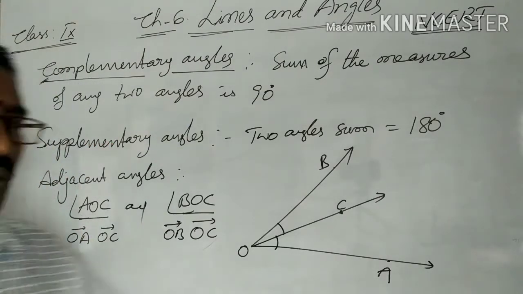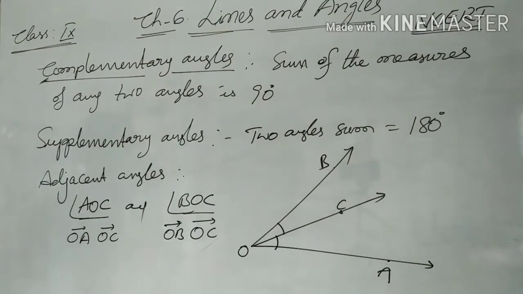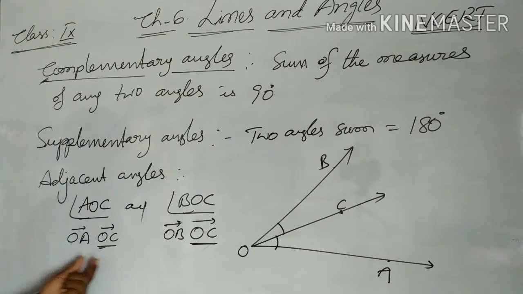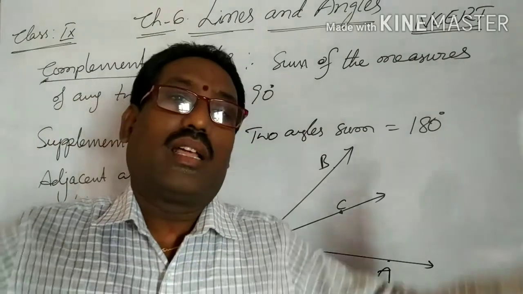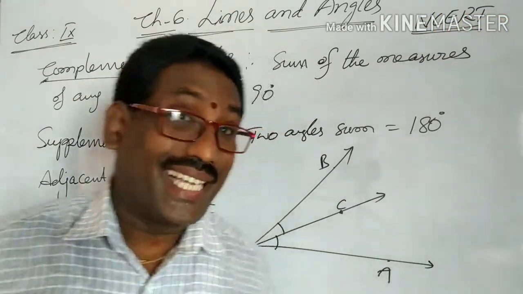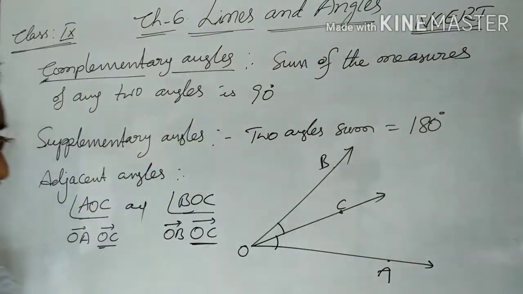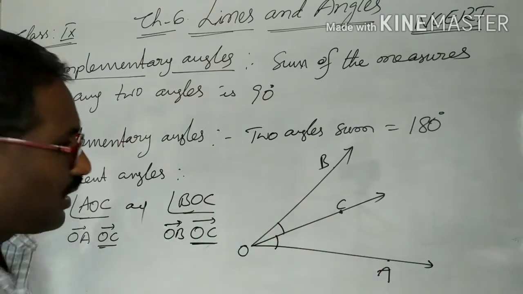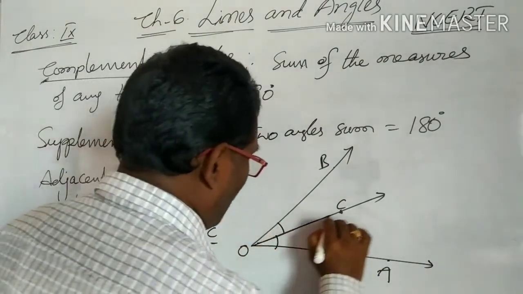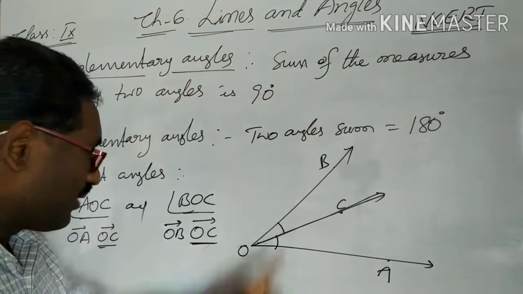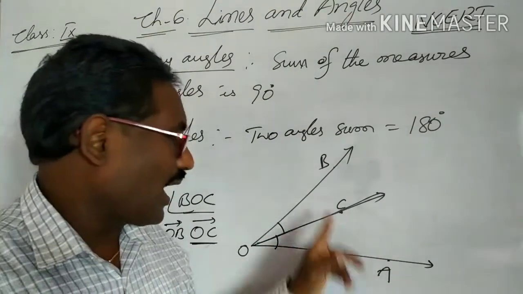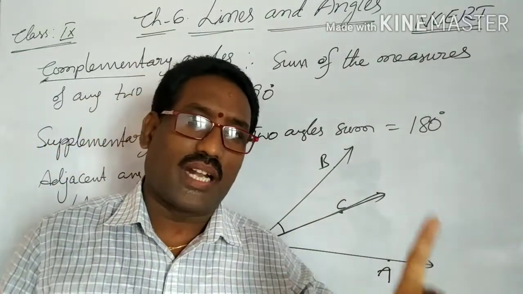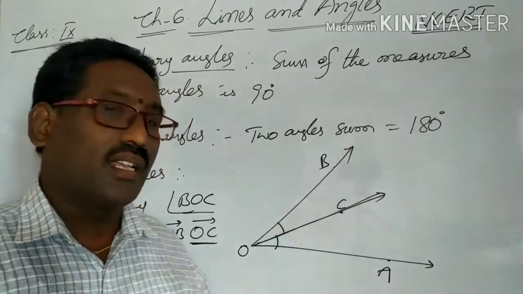In these two angles, what is the common arm? See here, OC is common. That common arm should be in the middle, you observe. Where is OC? OC is the common arm, and it is between OA and OB. Yes or no? The common arm is in between OA and OB.